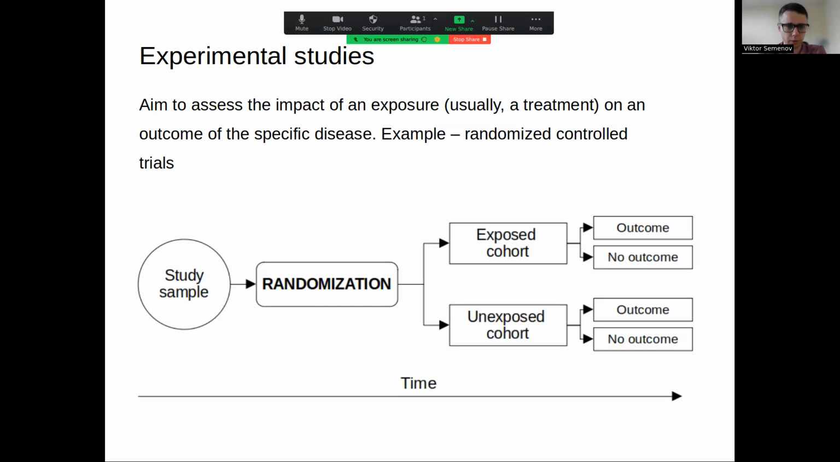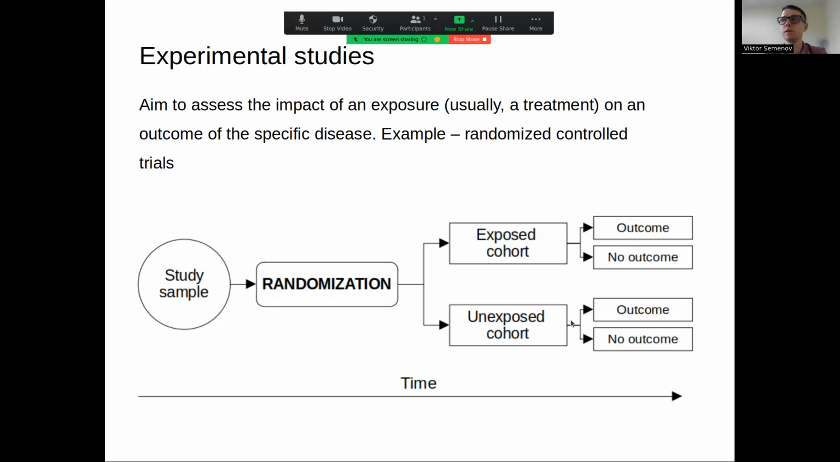But what we should know for now is that for conducting experimental studies, we need to have a study sample. Then we do the process of randomization. We'll speak about it a bit later. And then we form an exposed cohort and an unexposed cohort, and then we observe the number of outcomes in both cohorts, exposed and unexposed. So how can it work?